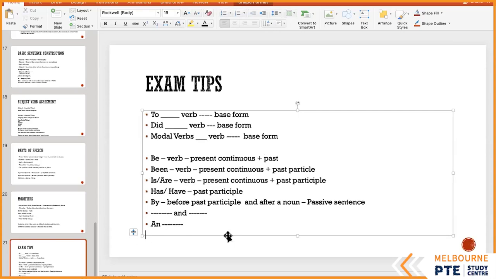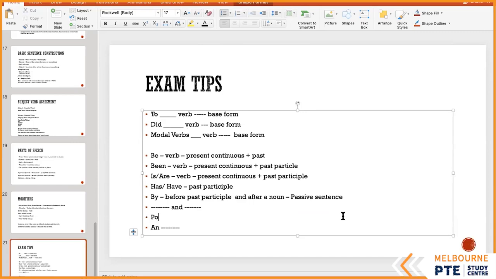Now, the other thing is, after a possessive word, any idea what a possessive word is? My. These are called possessive words. Generally, after these, what will I have? Give me a sentence with his. His book is new. So after his, what do we have? Noun. Always a noun. So after any possessive word, it'll always be a noun.